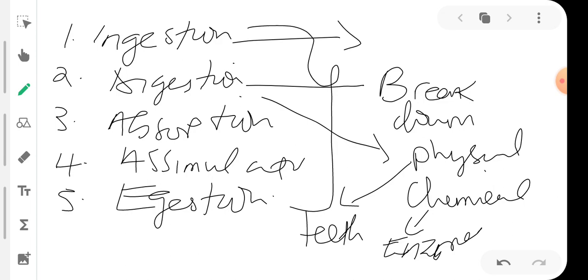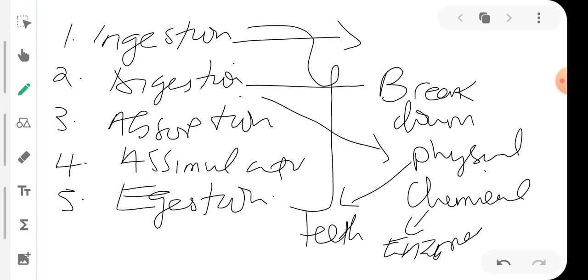Then absorption. After food has been broken down into smaller particles, there now comes absorption. The same food is now taken into the bloodstream. That's absorption. Then assimilation now comes in. After the food has been taken into the bloodstream, it now has to be used for its purpose. That's what we call assimilation. So assimilation is the process by which the absorbed food is put to its use.